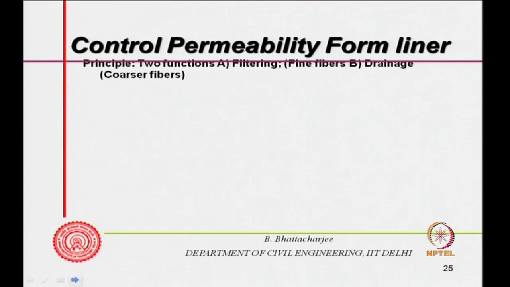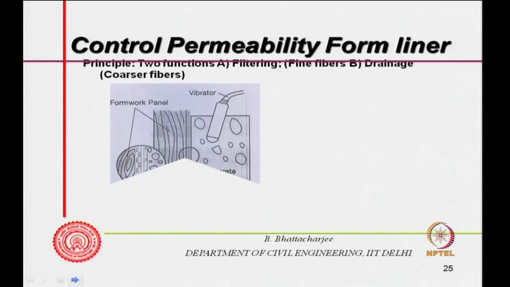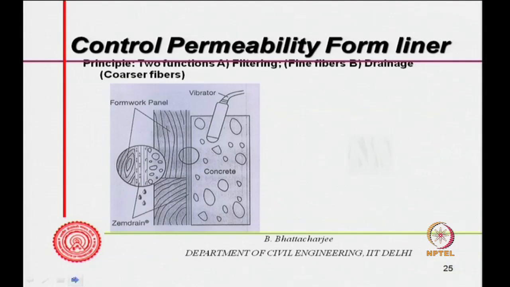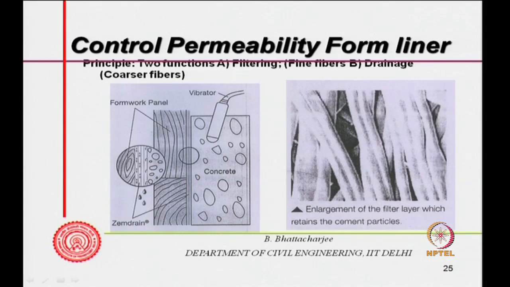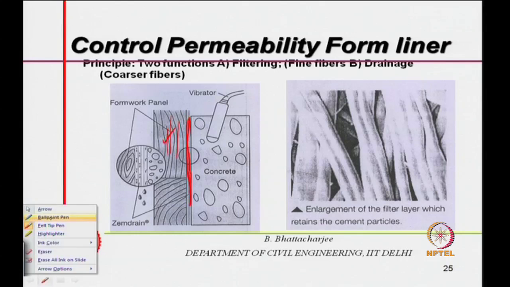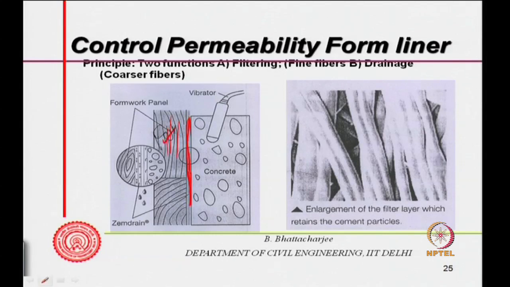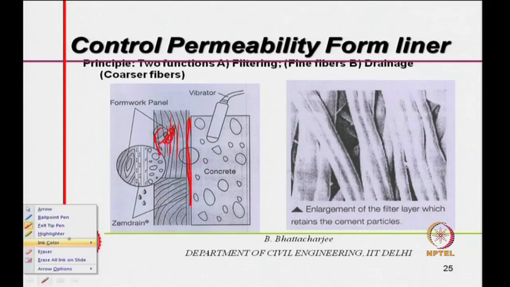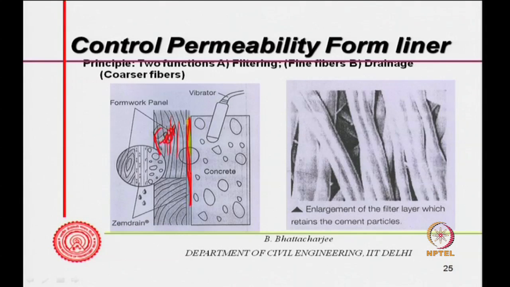But one way is to use a controlled permeability form liner. This is a thin material put onto the formwork. This is the formwork, and on that I put a thin liner. Now, this liner is a porous material, and the porosity of course varies.